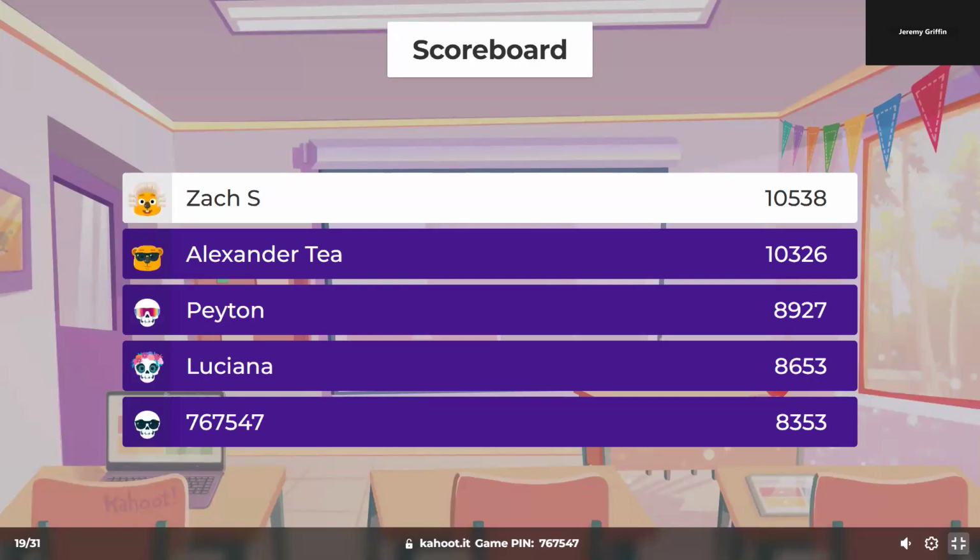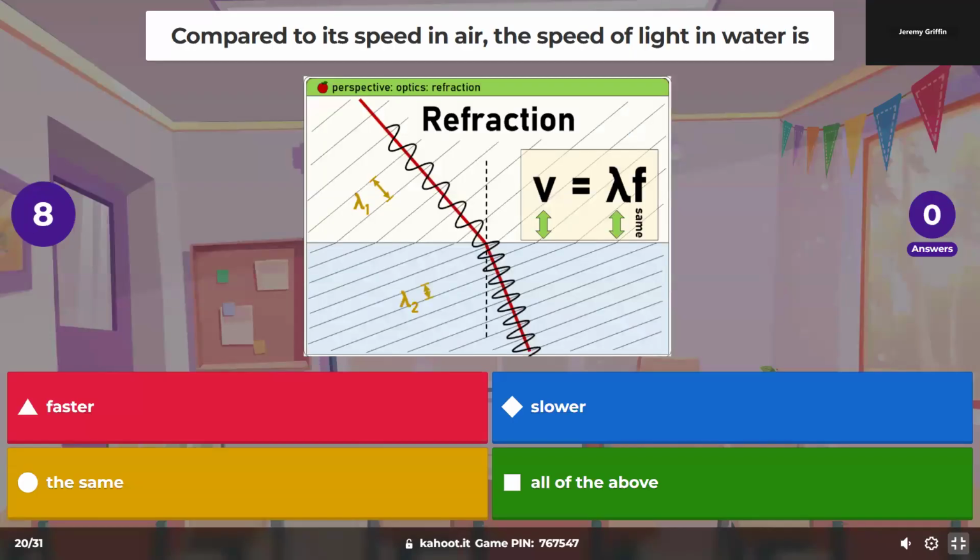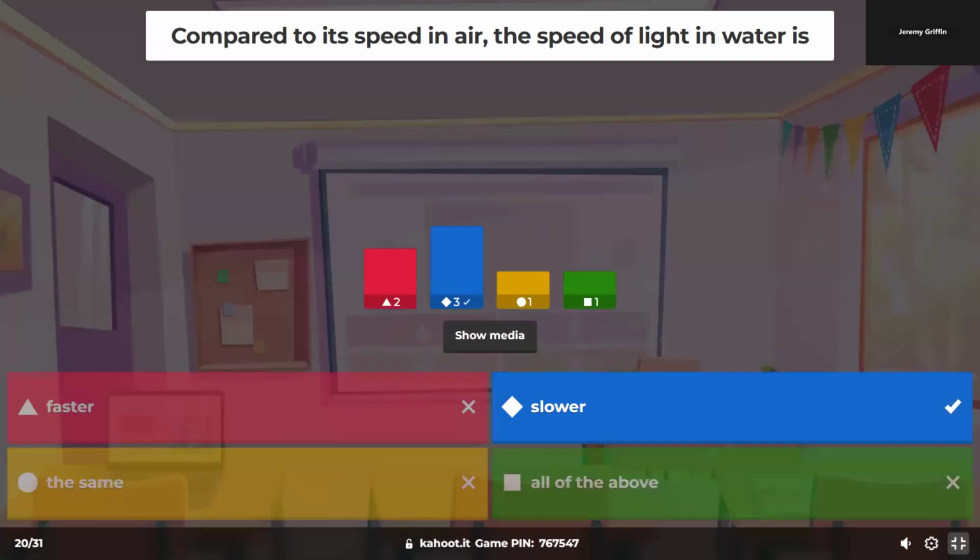Is everybody right? Compared to its speed in air, the speed of light in water is... Yeah, it's not as fast. It's a little slower. Okay.